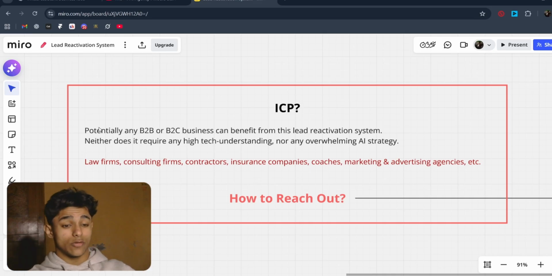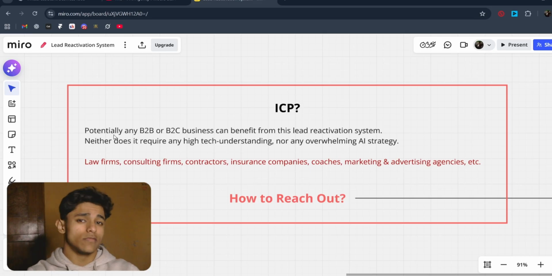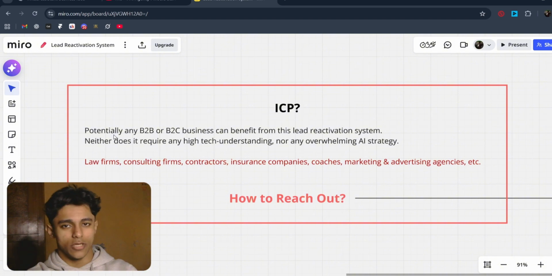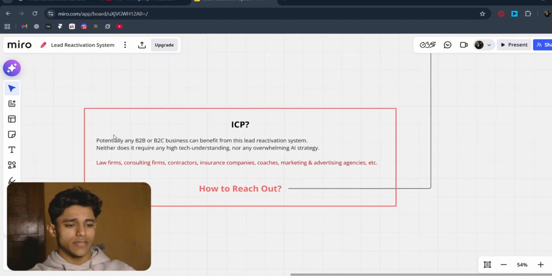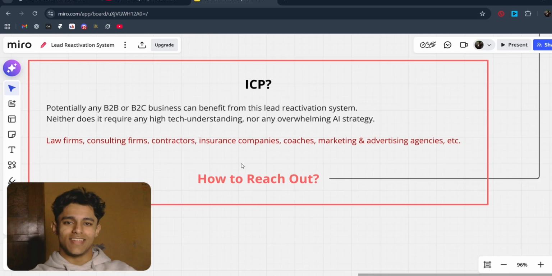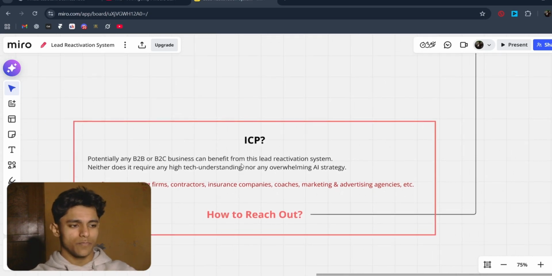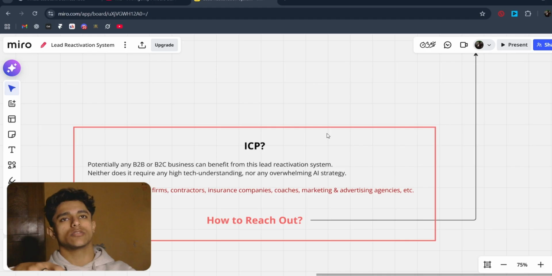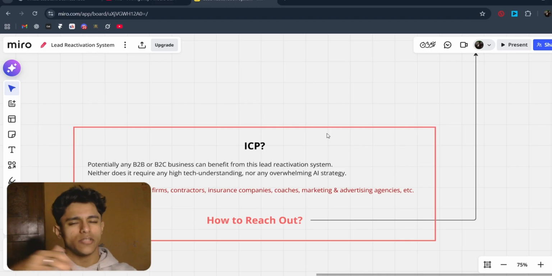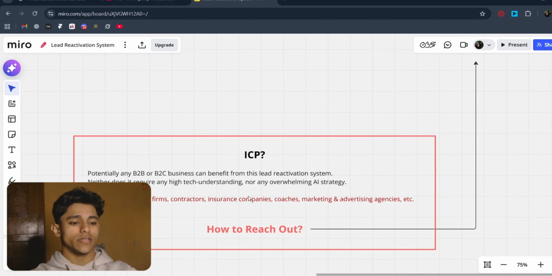Okay. So as I wrote here, potentially any B2B or B2C business can benefit from this lead reactivation system, because it doesn't require any high-tech understanding or any overwhelming AI strategy which requires really high-tech experience or tech knowledge, right? That's it. That's how simple it is, and now how to reach out. So again, if you're a beginner or someone who has not been in this agency space or in the market for much time, then you might ask how do I reach out to them? Okay, I've selected this niche, I've selected this industry, let's say a consulting firm.